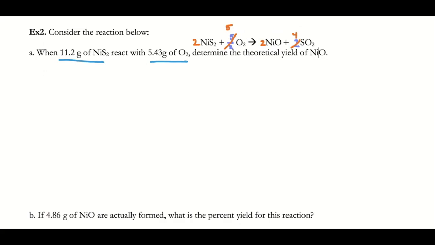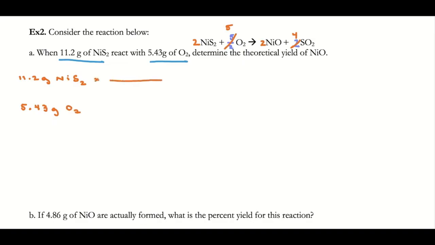So let's work on the problem now. I'm going to write out my 2 givens. I've got 11.2 grams of nickel sulfide. Okay? And I want to convert each of these into grams of nickel oxide in order to determine my theoretical yield. Now keep in mind, my theoretical yield is what theoretically should have been produced. So this is just going to be a normal limiting reactant problem.